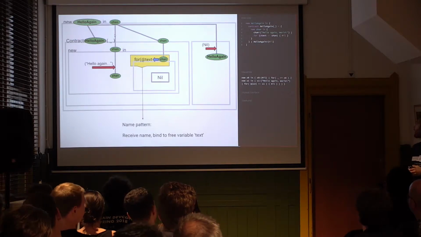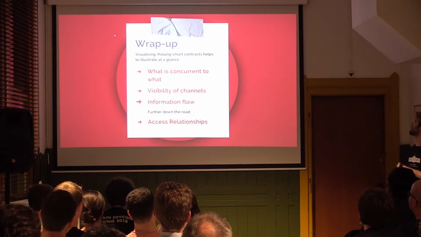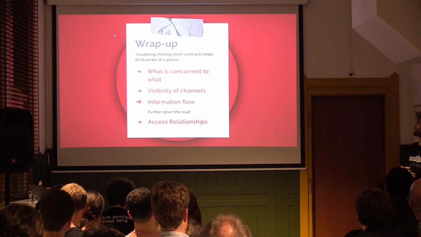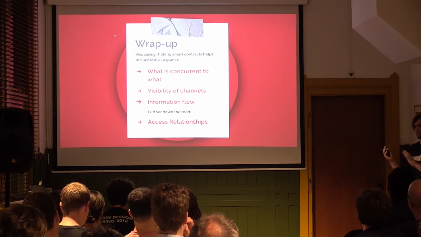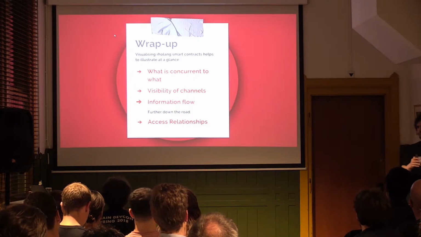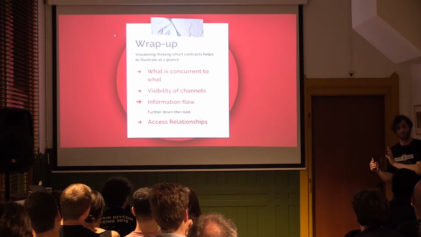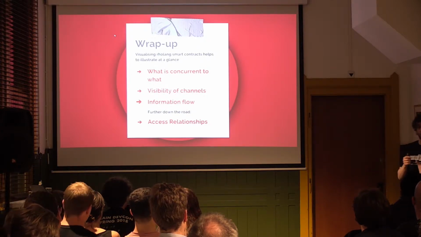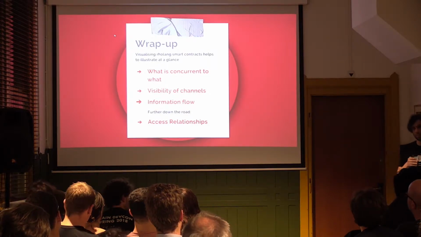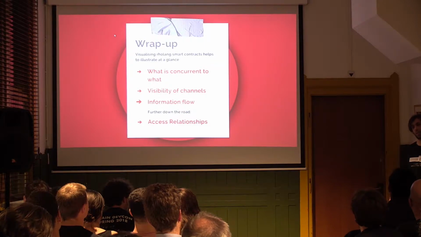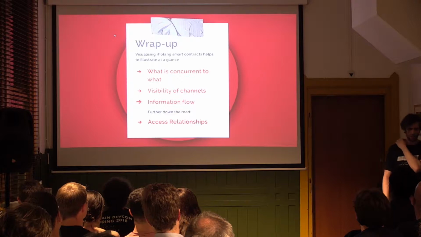I would like to wrap up, essentially with what I already said. When you use a visualization like this, you can easily see what is concurrent, which process is concurrent to which process. You can also see which channel is visible, how deep, and how far its scope goes. And if you have a lot of inputs, you can also see how the information flows through the entirety of the contract. Further down the road, this is what I was hinting at, access relationships.